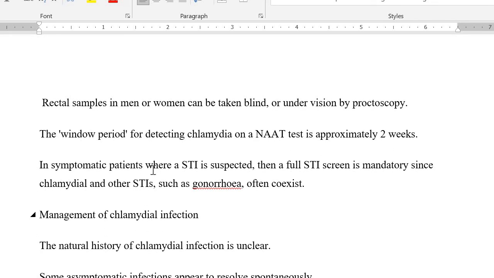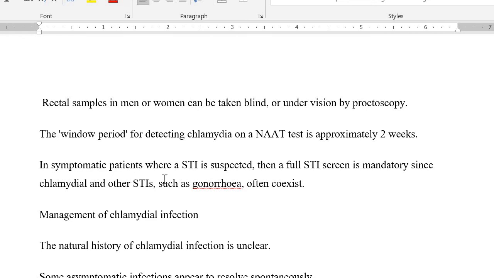Rectal samples in the men or the women can be taken blind or under proctoscopy. The window period for detecting chlamydial infection is 2 weeks. So 2 weeks should be given between the time of exposure and taking the sample. Before that, it is unlikely to find anything.